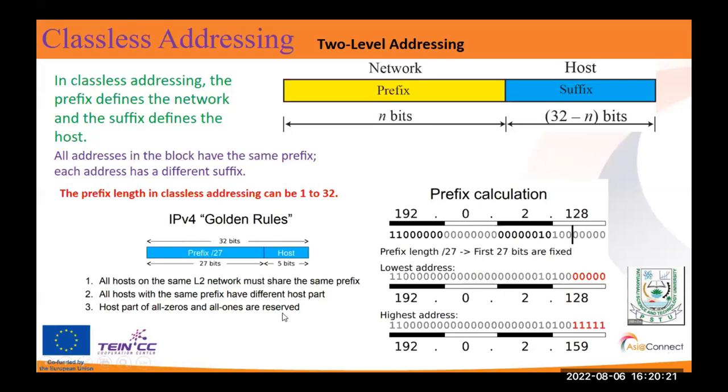You could not configure it in Packet Tracer also. Suppose you want to give one IP address in the previous block, 10.32.22.1, you could not assign it to any host, because the first address would be the network address and the last address would be the broadcast address for future use.